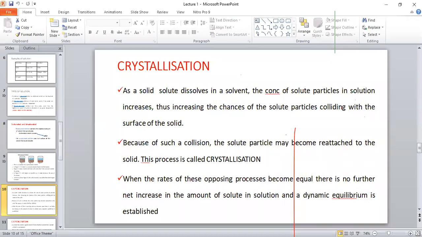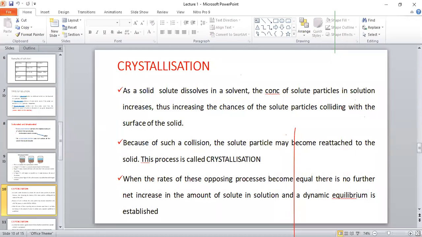So as you keep on adding, the solute dissolves in, and as the solute continues to increase in the solution, and as you continue adding the solid, there's a greater chance that the solute particles will collide and have contact with the solid that you're adding. Because of such a collision, the solute particle may become reattached to the solid. This process is called crystallization.